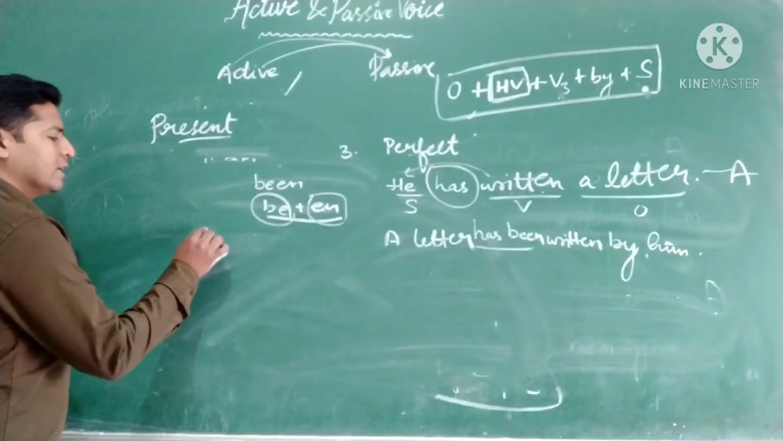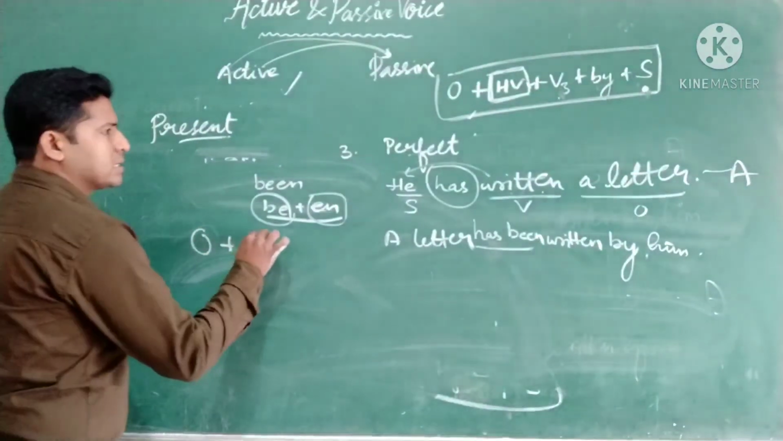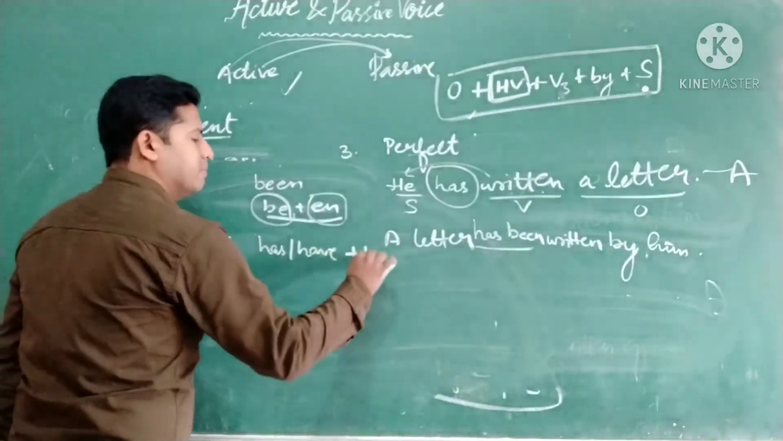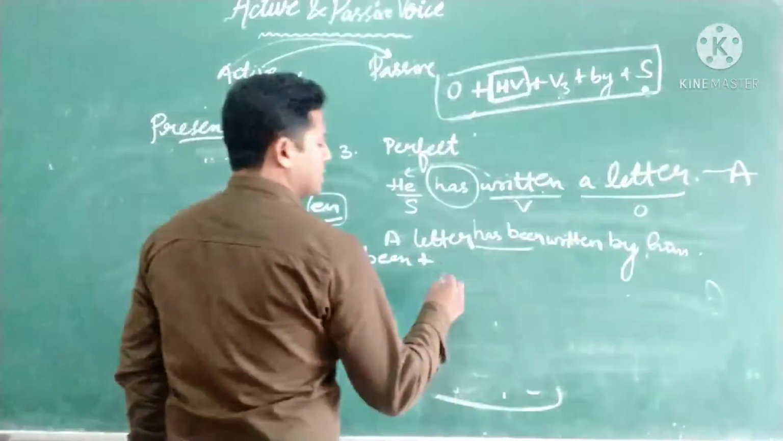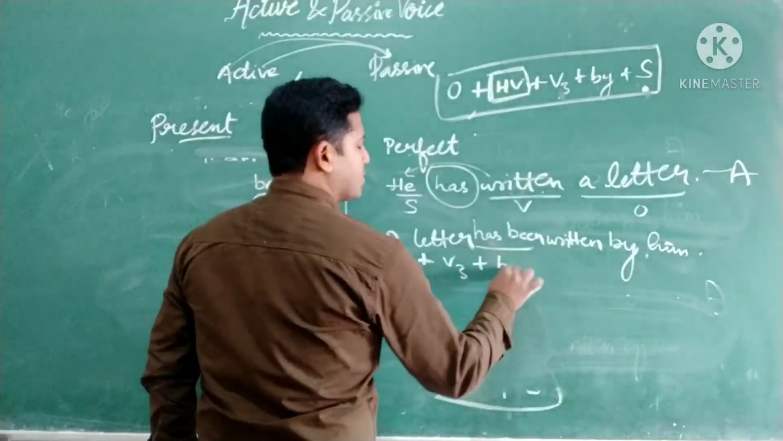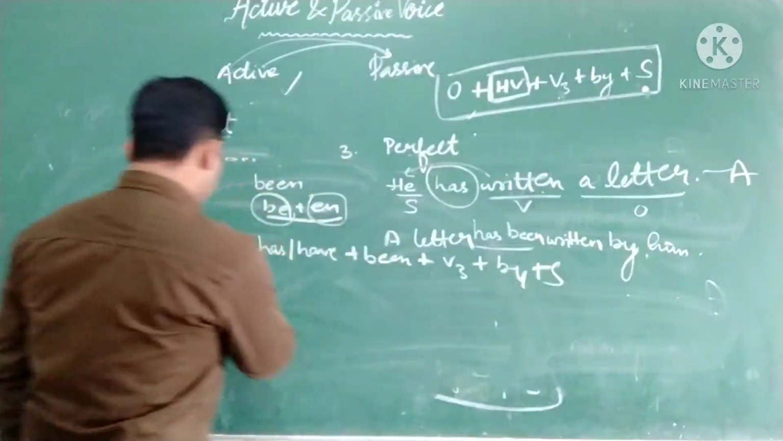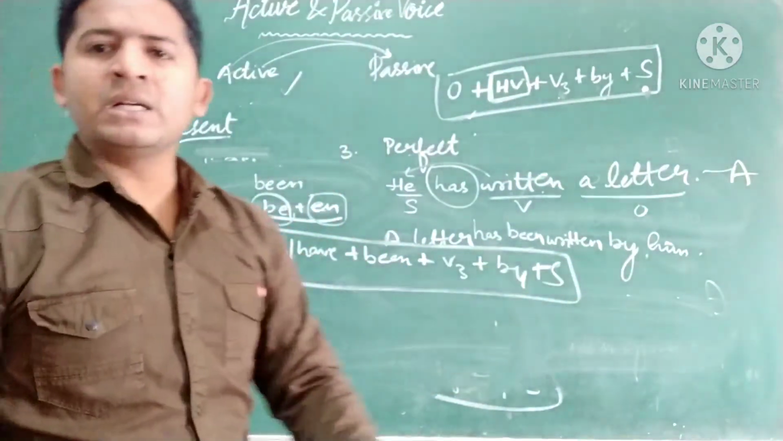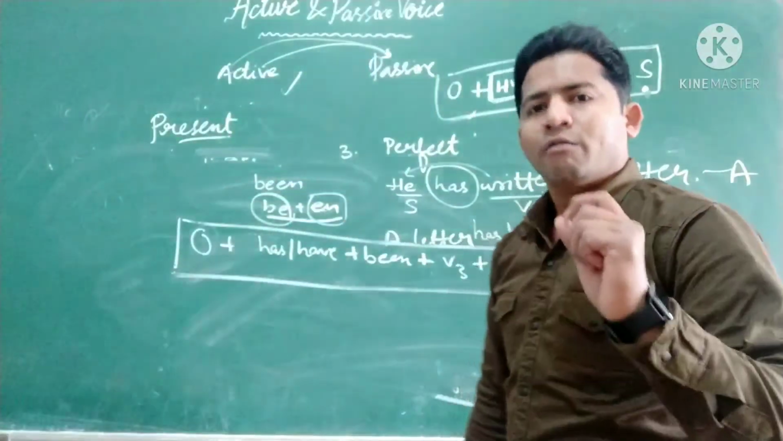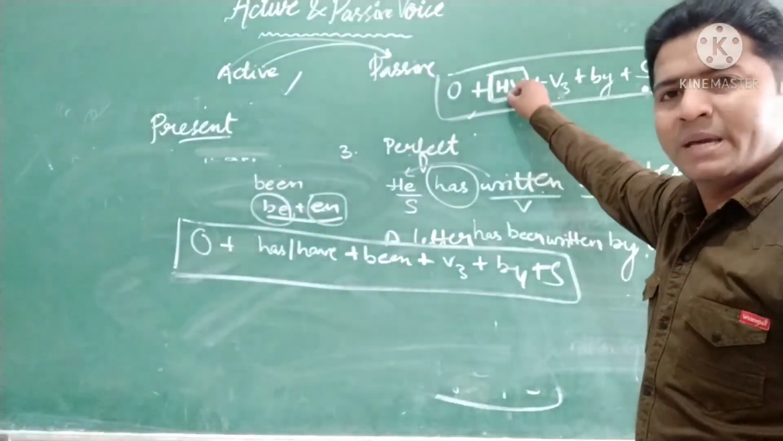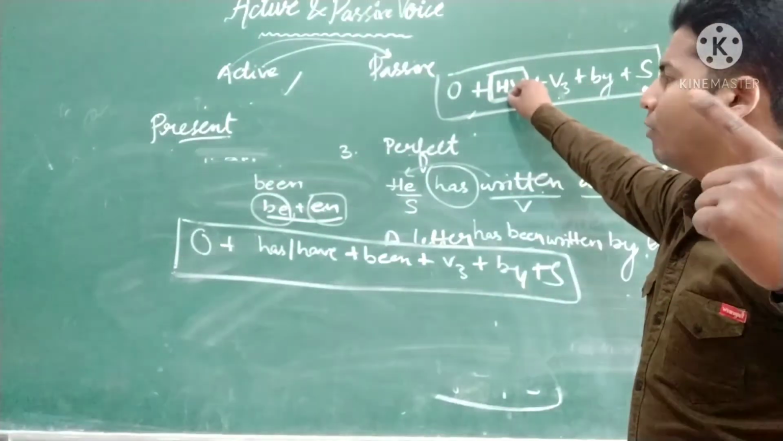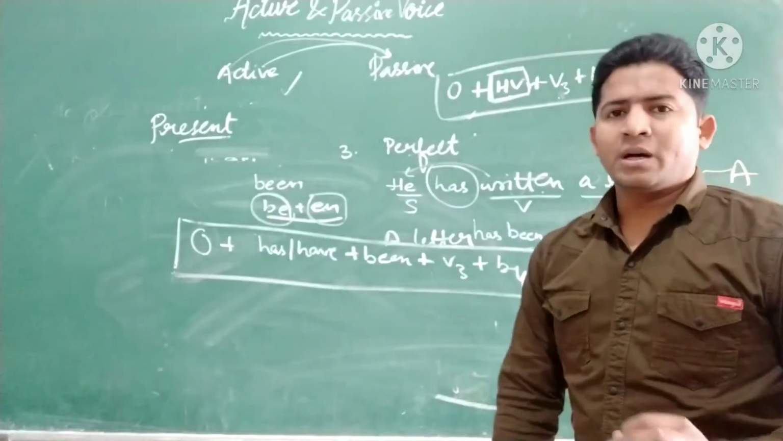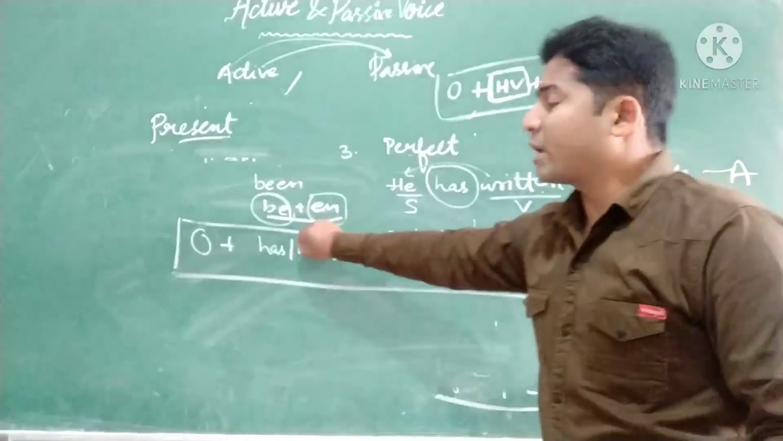So you will find the structure will become: object plus, in place of the helping verb, has or have, plus been, plus verb third form, plus by, and the subject. This is the structure. So what you need to remember is, for simple present, the helping verb will be is, am, are. For present continuous, the helping verb will be is, am, are plus being. For the third case, which is perfect, you will have has or have plus been.